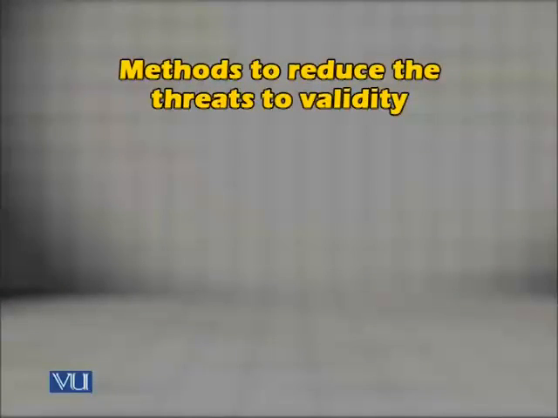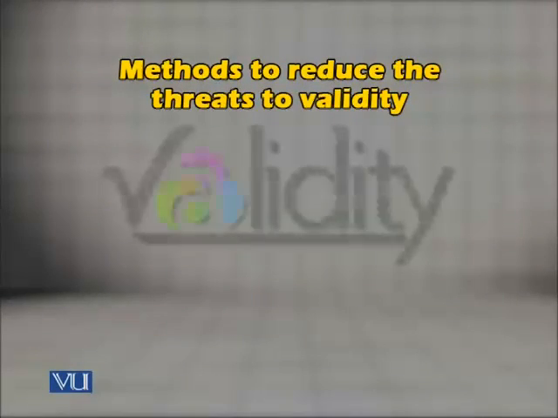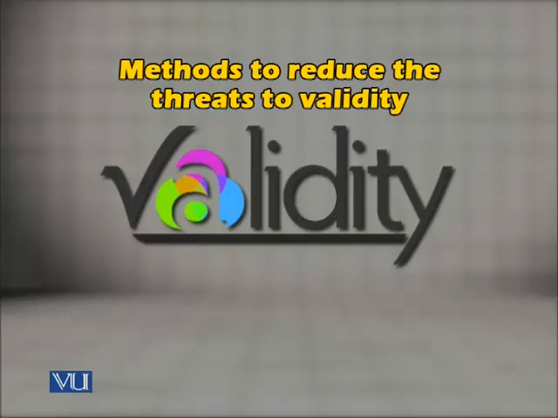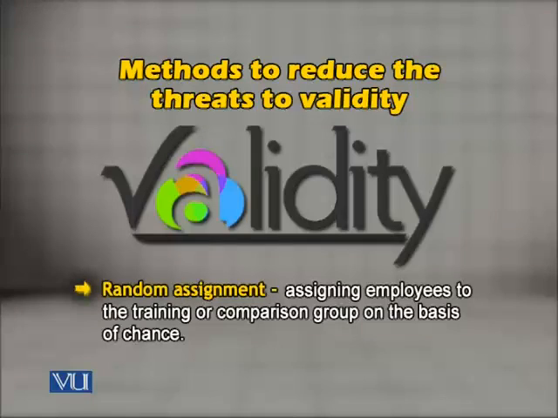External situations, they happen to them as well. So you can isolate the effect of the learning activity by using that comparison group. Another guideline for reducing the effects of threats to internal and external validity is to use random assignment. Random assignment is assigning employees to the training or comparison group on the basis of chance.